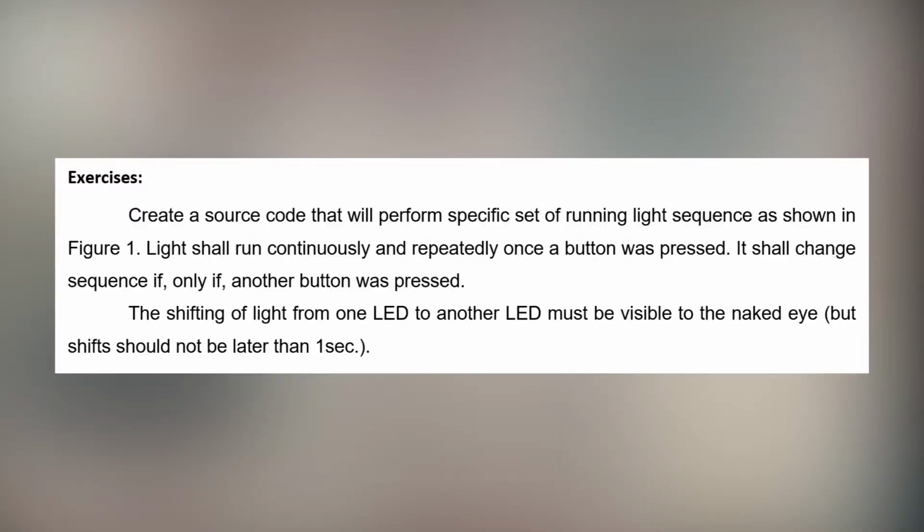Exercises. Create a source code that will perform a specific set of running light sequence as shown in figure 1. Light shall run continuously and repeatedly once a button was pressed. It shall change sequence if and only if another button was pressed. The shifting of light from one LED to another LED must be visible to the naked eye, but shifts should not be later than 1 second. Let us build the circuit.